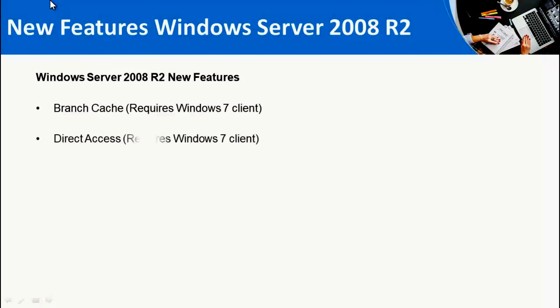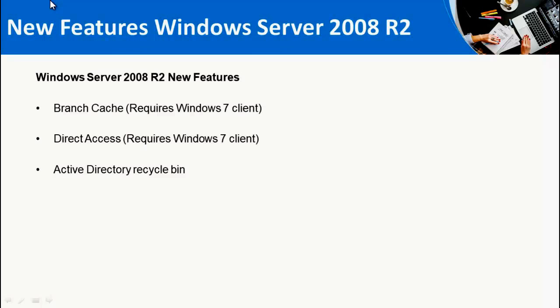The next feature that comes is DirectAccess. DirectAccess again is combined with Windows 7 clients only. DirectAccess allows users to connect to the corporate network without having a VPN connection. A DirectAccess connection back to the office will be made automatically when the computer is connected to the internet.